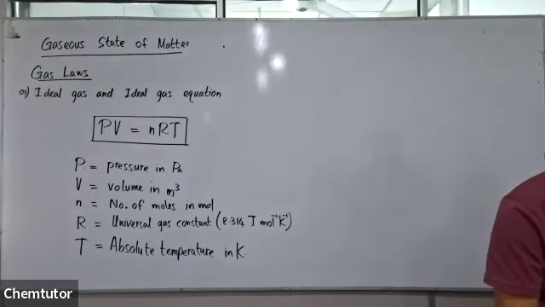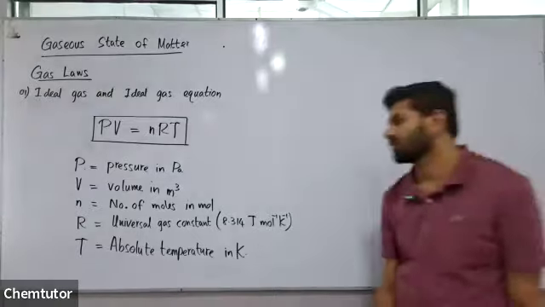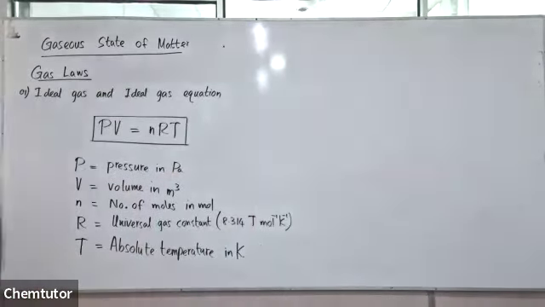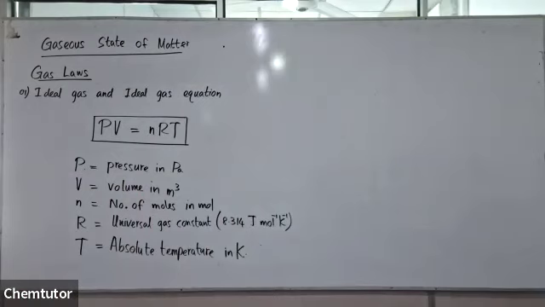So this is the ideal gas equation. So below that you can write down: the ideal gas equation is a relationship among four variables.